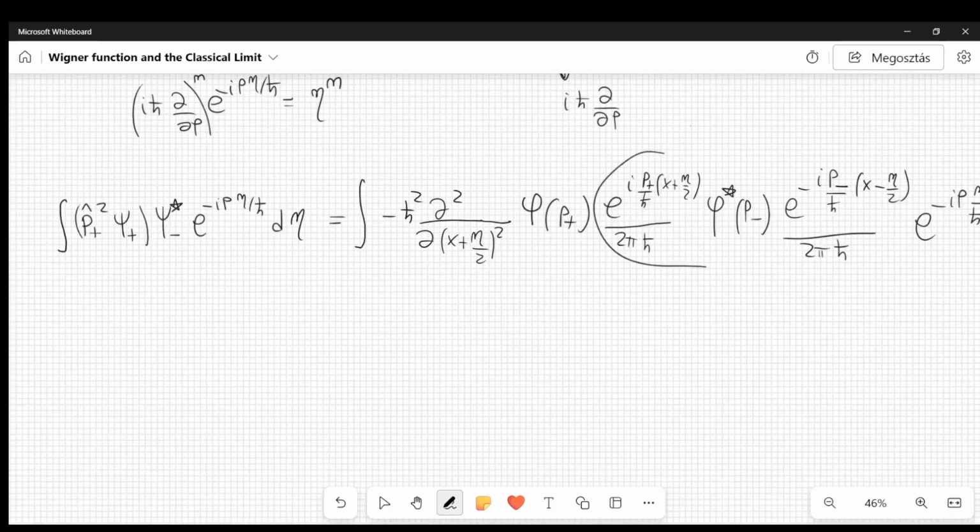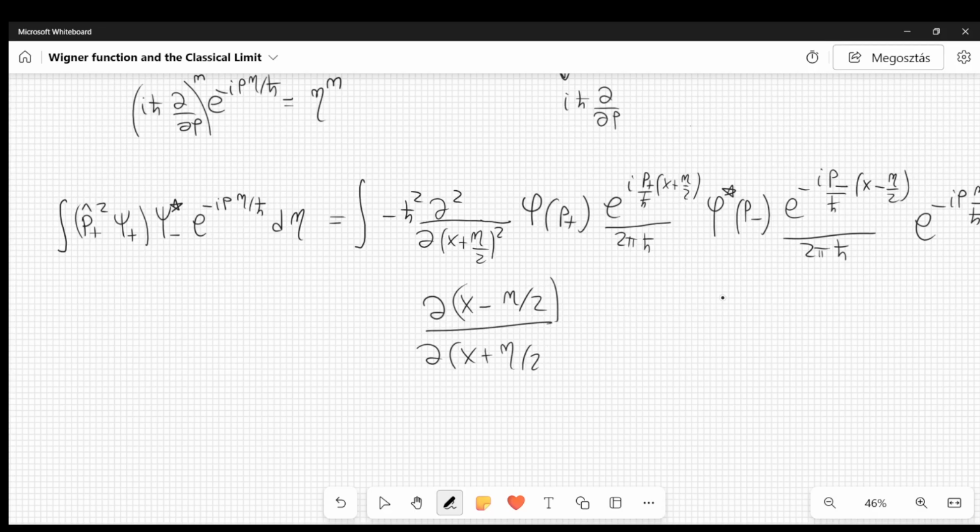I have introduced the transforms, but now the momentum operator will act only on this exponential, because this is a partial derivative with respect to x plus eta over 2. Let me remind you that when you see the argument like this, the partial derivative will only act on this term, but it will not act on x minus eta over 2, for example. So the partial derivative of x minus eta over 2 with respect to x plus eta over 2 is equal to 0.